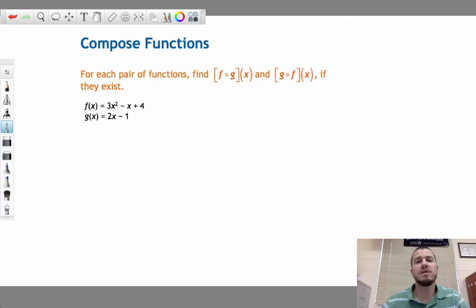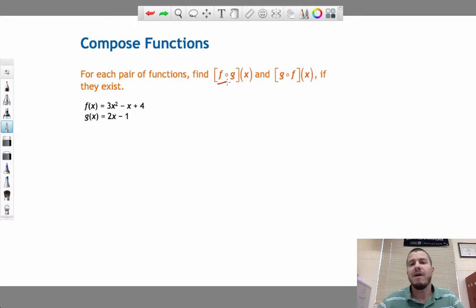Okay, so this is to compose functions. Composition of functions is when you're doing f of g of x. And this can be written two different ways. This small circle means f of g, and it can also be written like this. These two things mean the same thing. It's the same directions. And this would be g of f of x. They mean the same thing. So I'm going to find both, and for this one I'm going to find f of g of x and g of f of x.